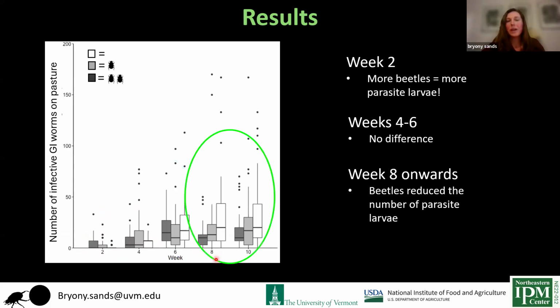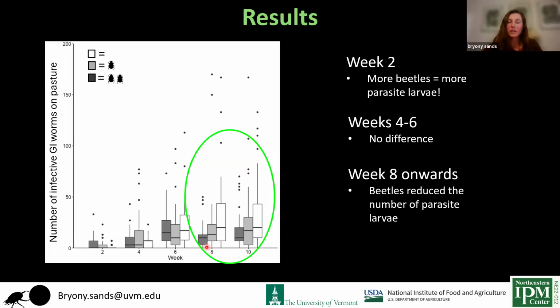However, when we get to week 8 onwards for the rest of the experiment, you can see here that the dark grey and the grey bars, so the ones with more dung beetles, had significantly lower numbers of parasite worm larvae on the grass around them. So basically, over the course of this whole grazing season, dung beetles were reducing the number of parasite larvae coming out of those dung pats.